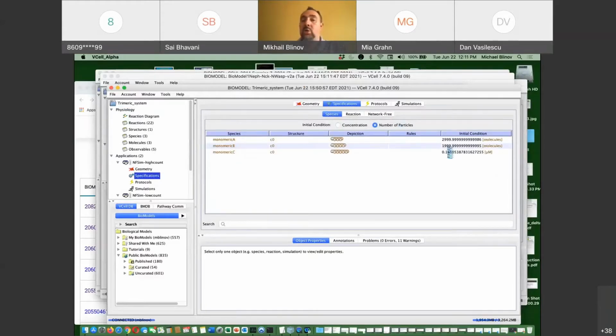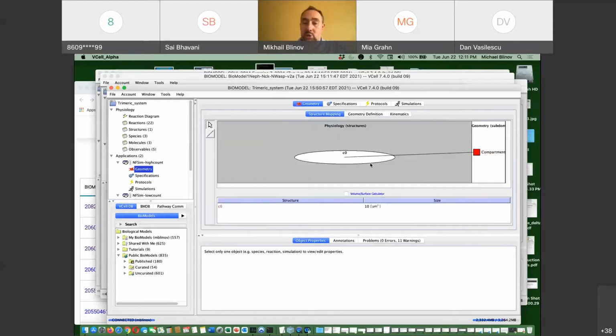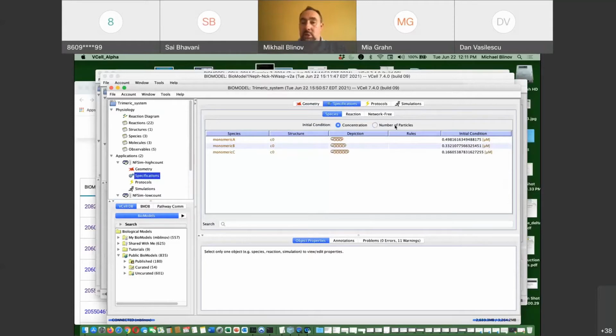And now your number of particles is 3000 instead of 300. So we don't want it. So we go back, we want to keep concentration. So we switch to concentration. We go back to geometry. We switch it to 1. And then we go back to specifications. Concentration still the same. Number of particles came back to 300, 200, 100, something that we wanted.